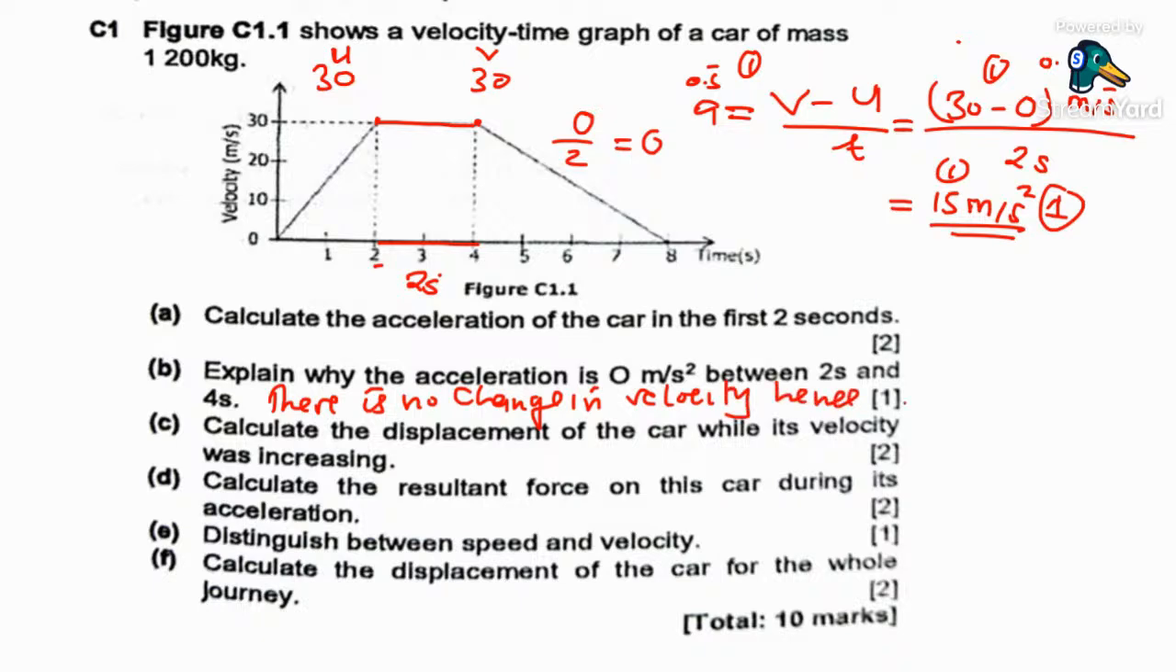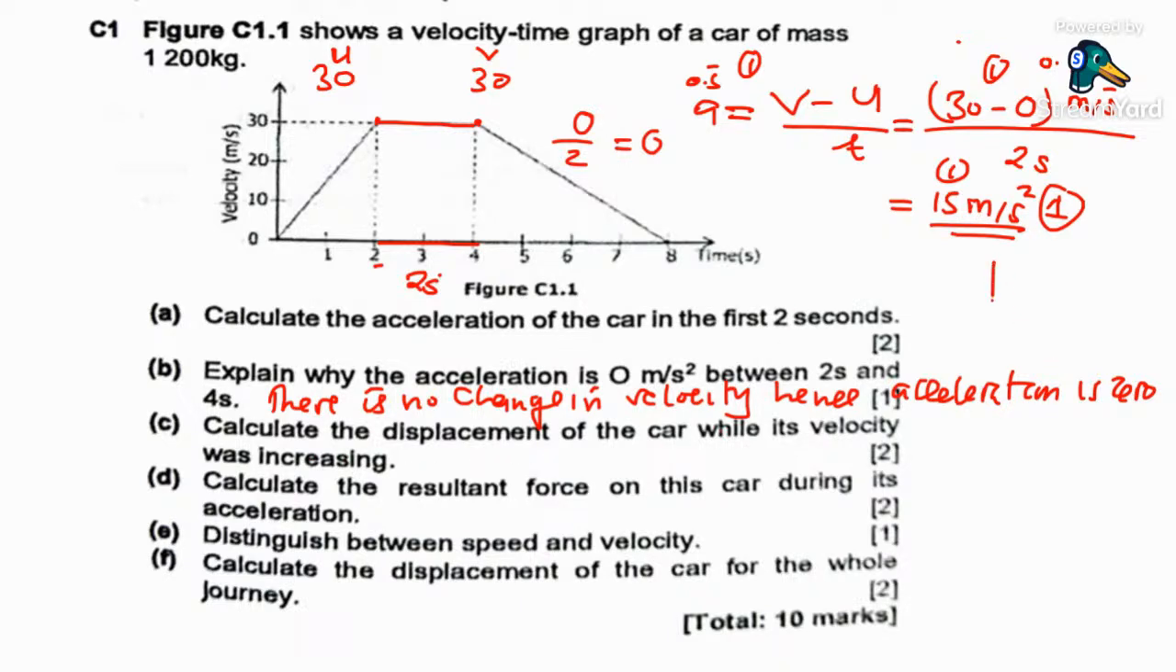Hence, acceleration is what? It is 0. So this is how you explain. Okay? Then calculate the displacement of the car while its velocity was increasing.